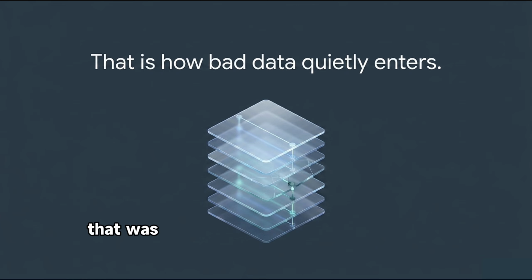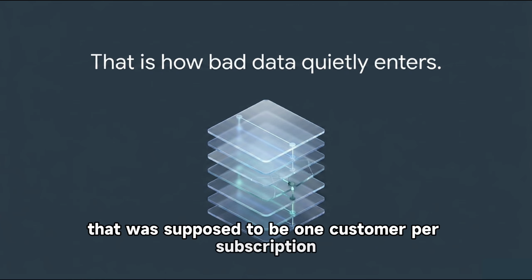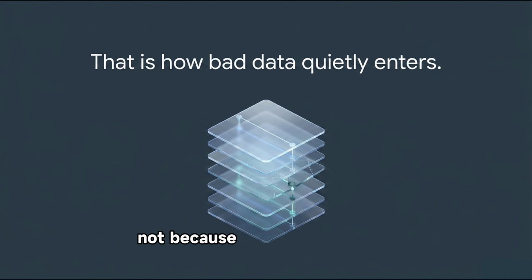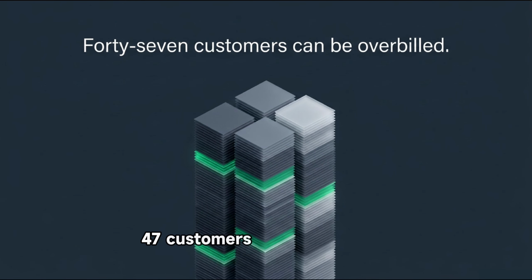The relationship that was supposed to be one customer per subscription had silently become something else in a handful of rows. Not because anyone intended it, because nothing prevented it. 47 customers were overbilled, some by double, some by triple. The refunds went out. The trust damage was harder to repair.